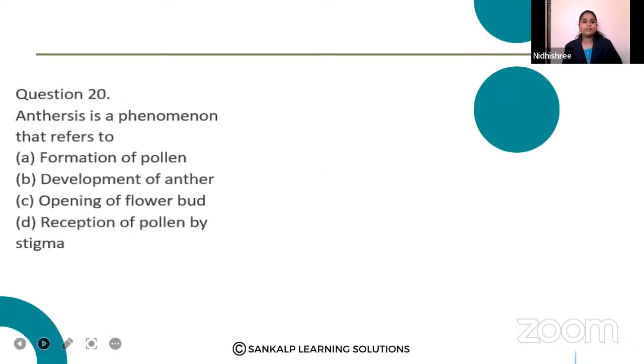Fine. Question number 20. Anthesis is a phenomenon that refers to. What is anthesis? Option A, formation of pollen. Option B, development of anther. Option C, opening of flower bud. Option D, reception of pollen by stigma.